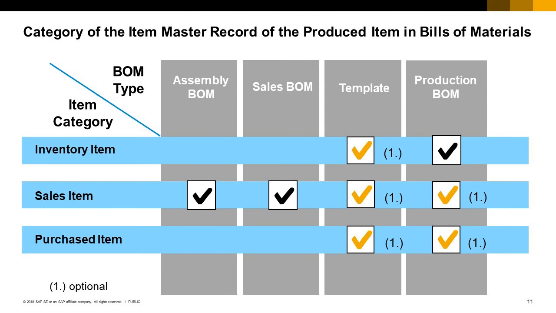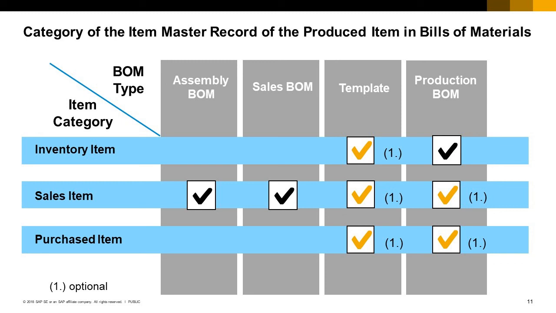Depending on the BOM type, you must define a certain category in the item master record of the produced item. For the assembly and sales BOMs, the finished product has to be a sales item. Templates can have each of the three attributes: purchased, sales, and inventory items. The finished product of the production BOM has to be an inventory item. If you also want to purchase this item, you can define it as a purchased item. If you also want to sell it, you should also define it as a sales item. If you produce it for inventory, as a component of another BOM, then do not define it as a sales item, so it will not appear as a choice in a sales document list of items.